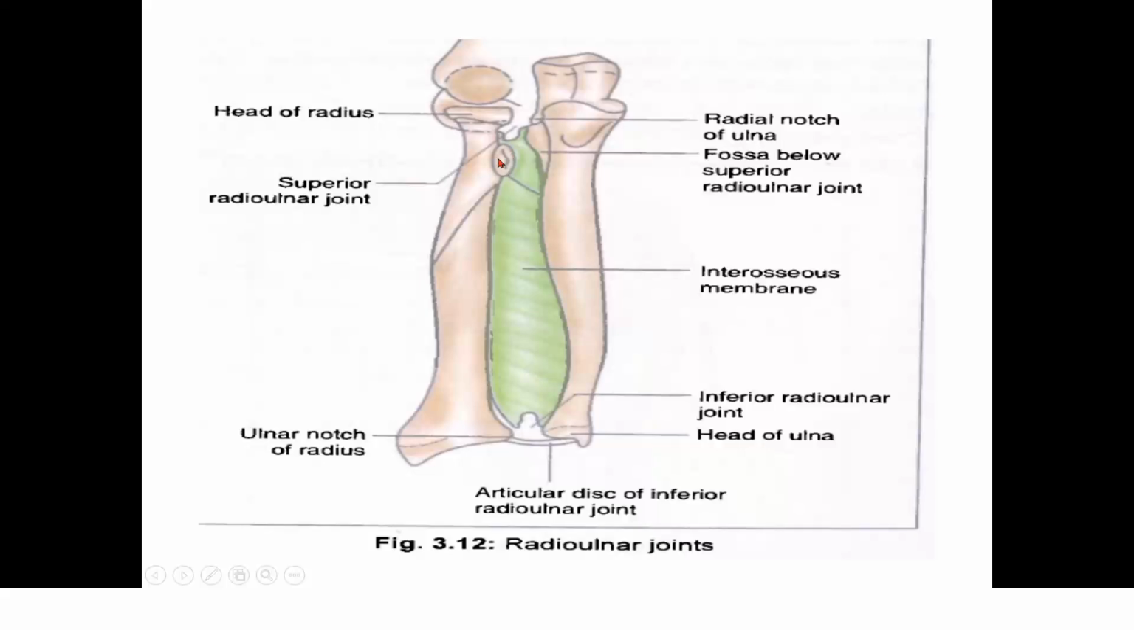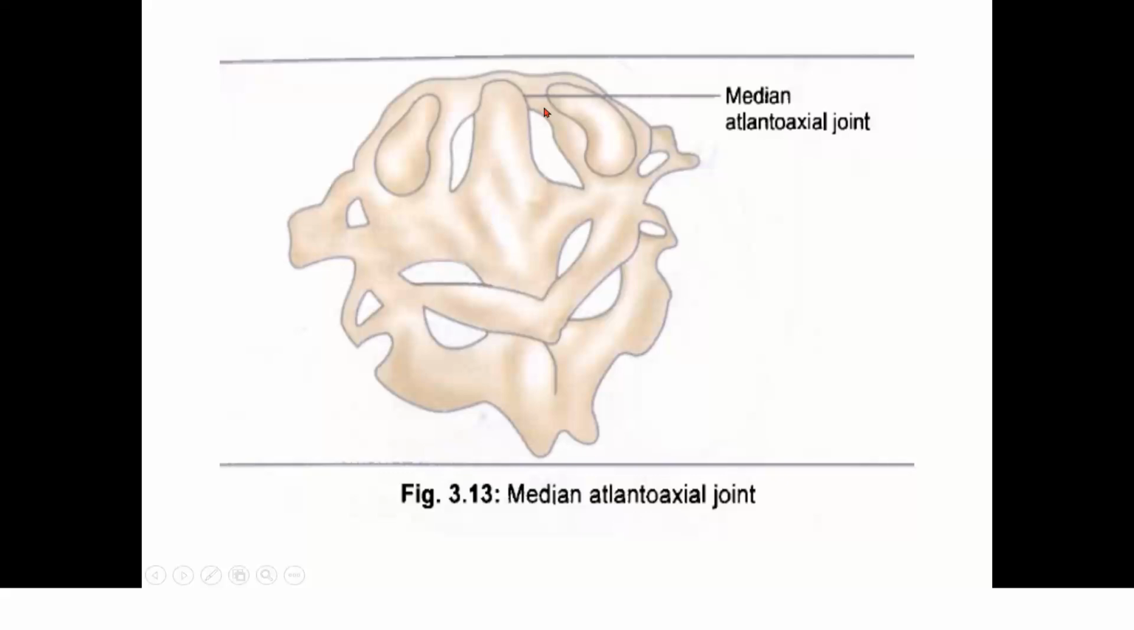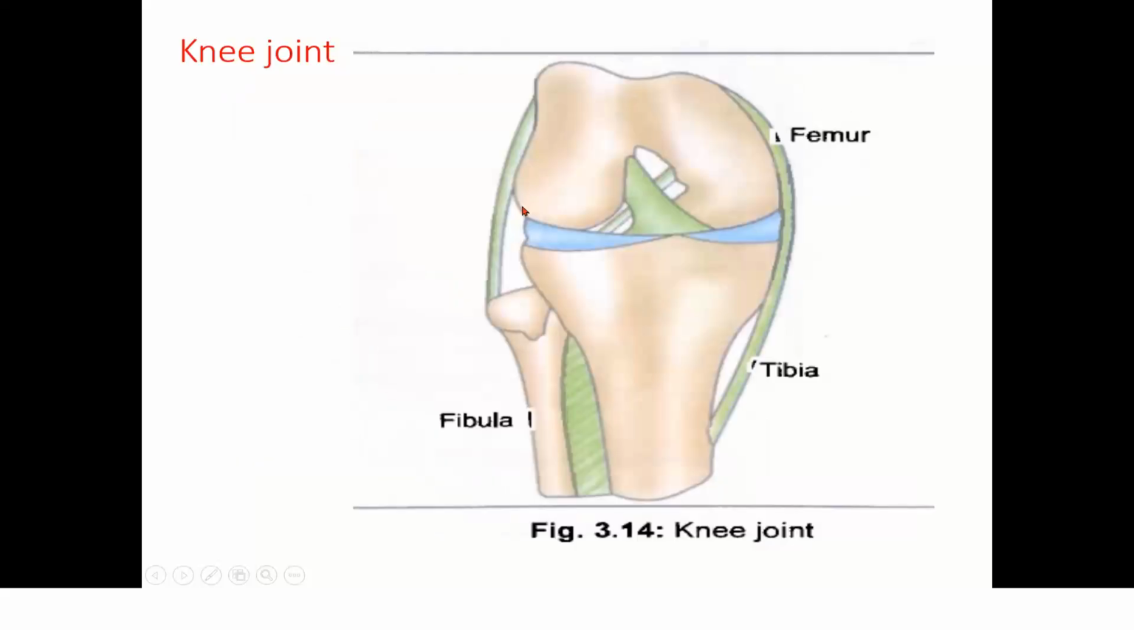There will be rotation of the head of the radius, which helps in pronation and supination movements. So you can see this is a median atlantoaxial joint. This is also an example for pivot joint. This is an example for condylar joint, the condyles of the femur articulating with the condyles of tibia.